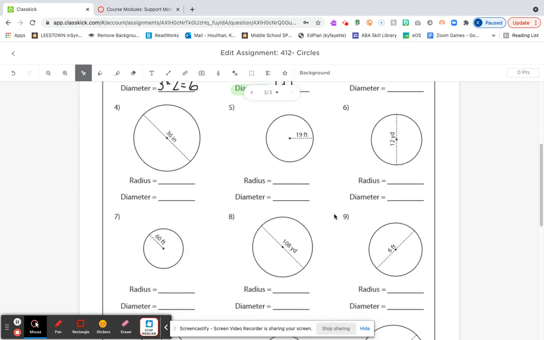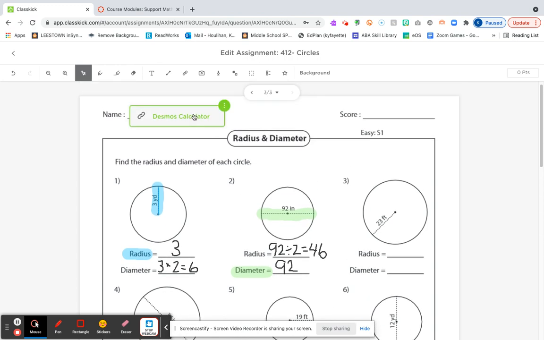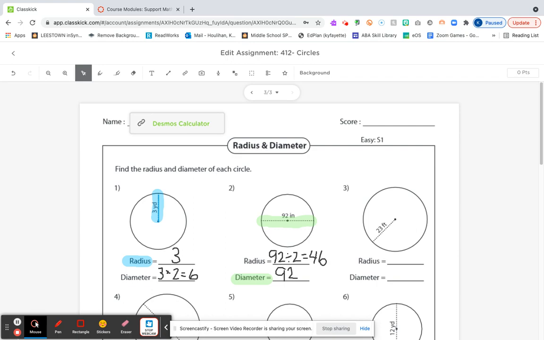Now you're going to finish the rest of the page. Okay? I've linked the calculator if you need it. And that is it for this week besides your probes. So you're doing this and your probes, and that is it for this week.